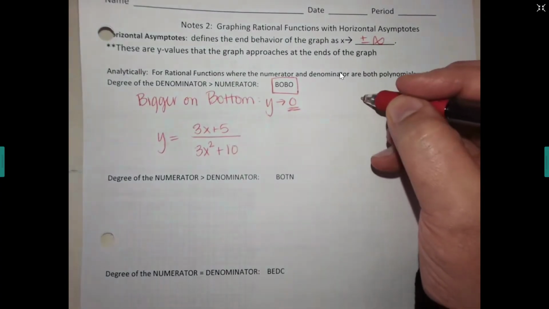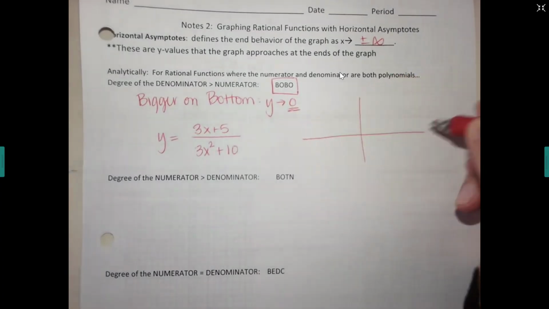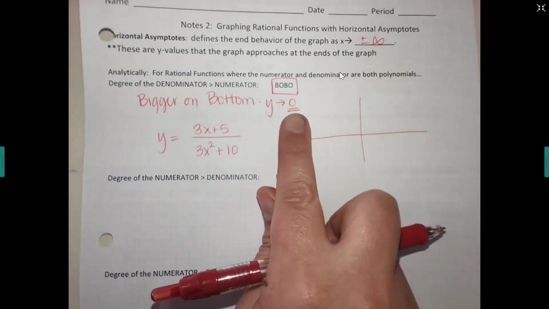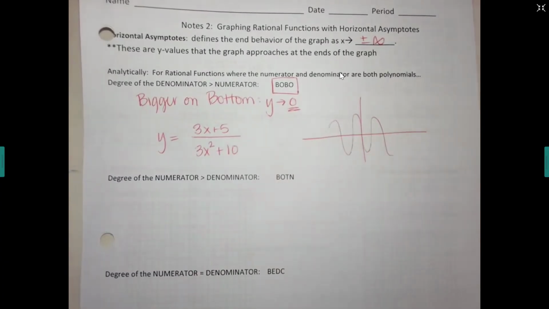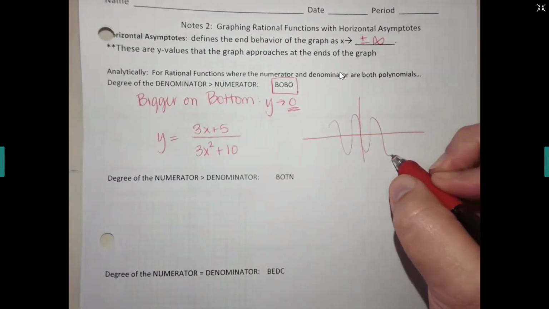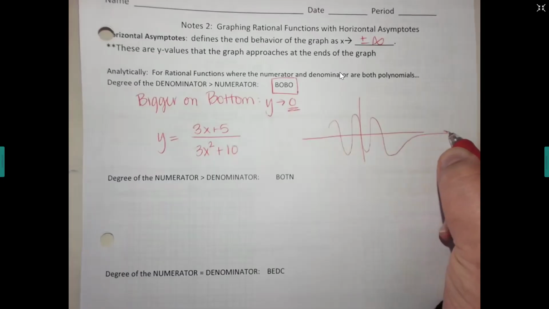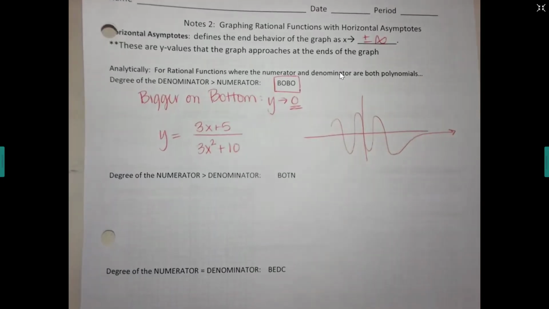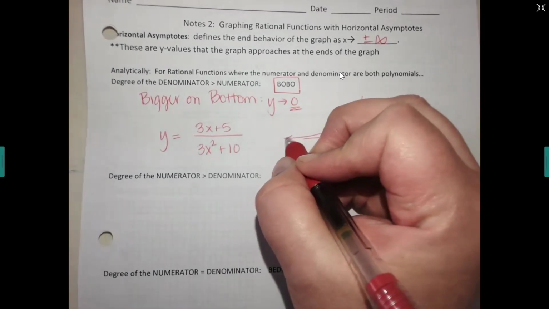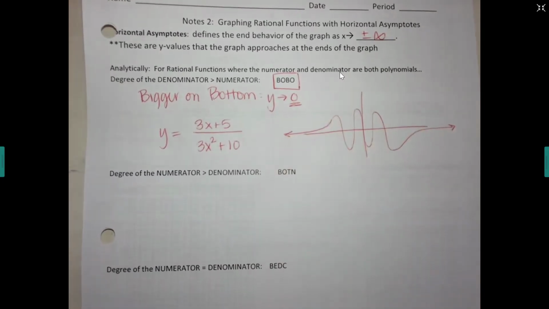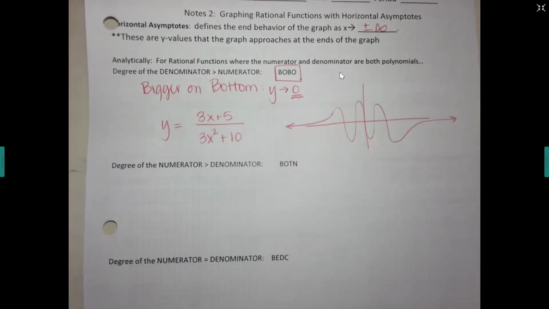Now, this is what your graph might look like. Okay, the ends of the graph have to flatten out to 0. So it can do whatever it wants in the middle. But at the end of the graph, it's going to curve off to 0. And on the other end of the graph, it's going to curve off to 0. So if your equation is bigger on bottom, that's what's going to happen.